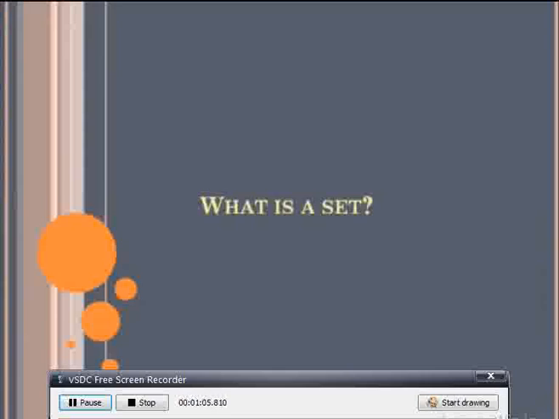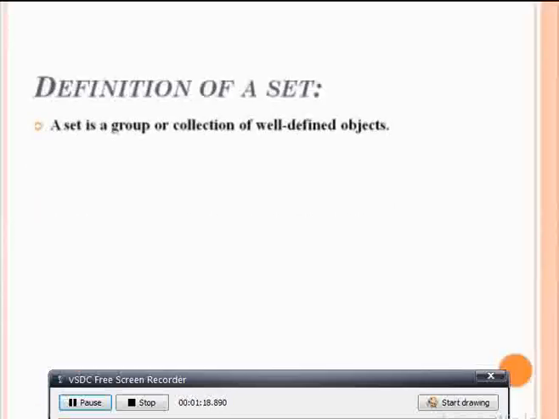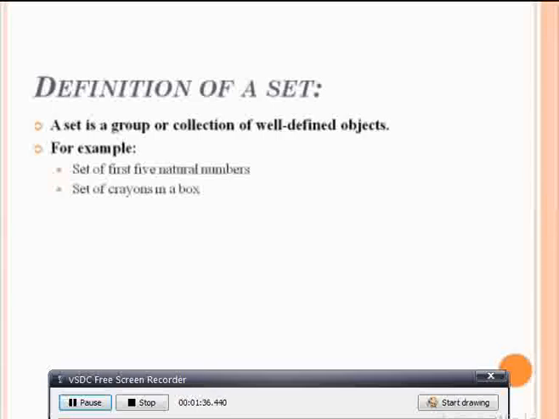Okay, what is a set? When you think about set, what comes in your mind? Just think about set. A set is a group or collection of well-defined objects. Here we have 2 points. Number 1, group or collection of objects, and the second point, objects must be well-defined. For example, a set of first 5 natural numbers, set of crayons in a box.